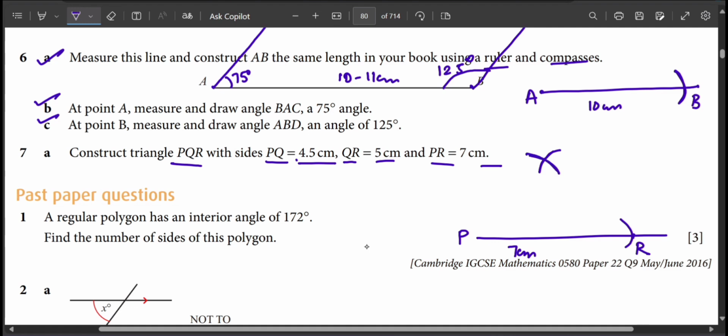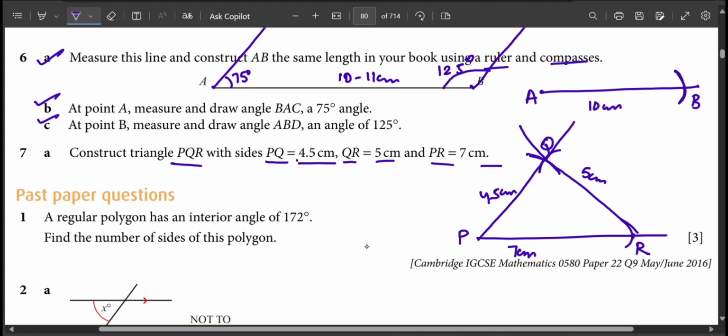This way you will combine both of those lines using a ruler, and you will mark and label these points 5 centimeter and 4.5 centimeter, and this will be our Q. Make sure you don't forget to label all of them. Also, if you feel nice, you can extend these ruler lines. It does not matter as long as it is correct.